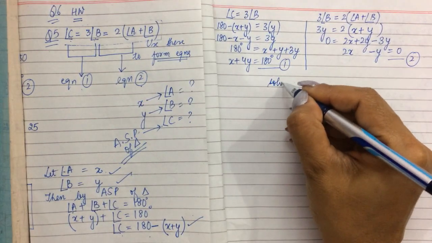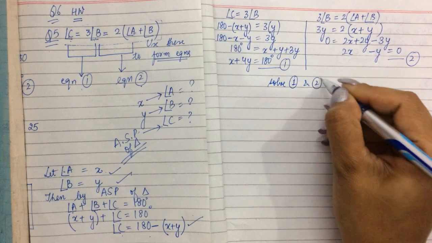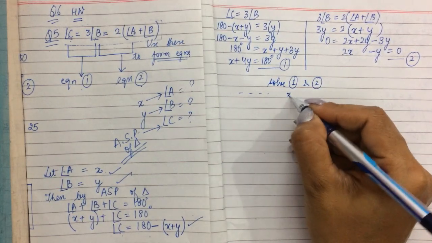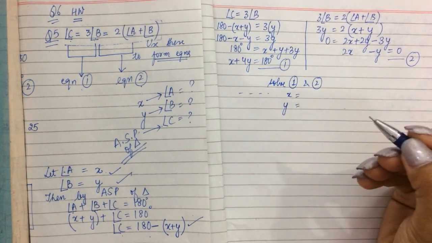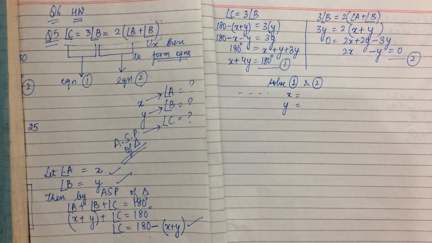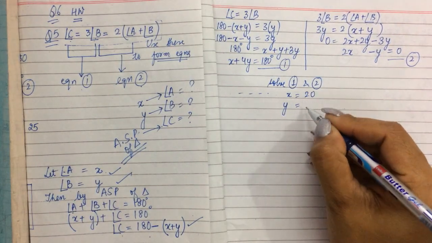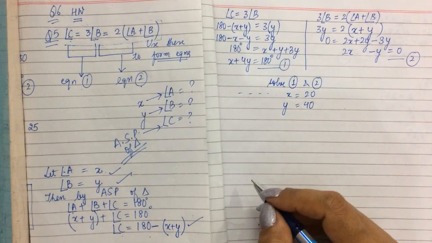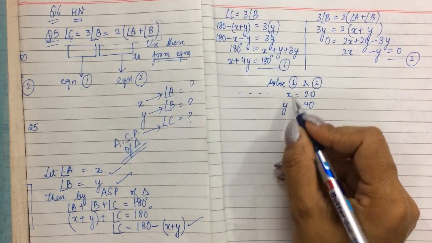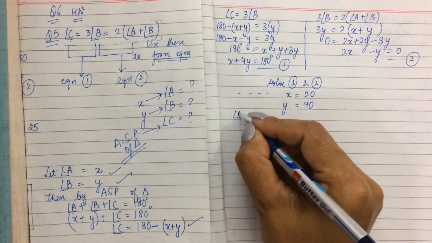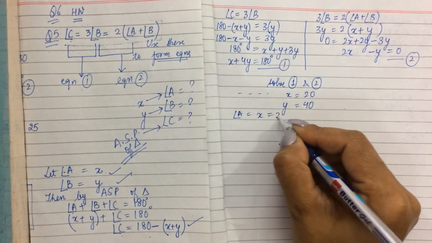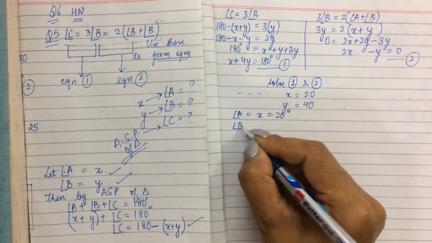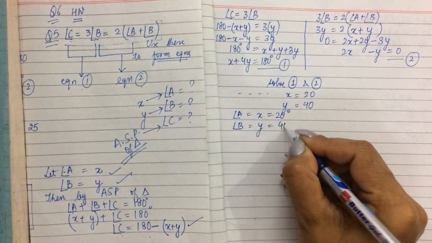You will solve your equations 1 and 2 and you will obtain the values of x and y. You can pause the video and solve till here. X comes out to be 20 degrees and y comes out to be 40. So with the help of x and y, you can now write the answers. Angle A, assumed as x, is 20 degrees. Angle B, which is assumed as y, is 40 degrees.